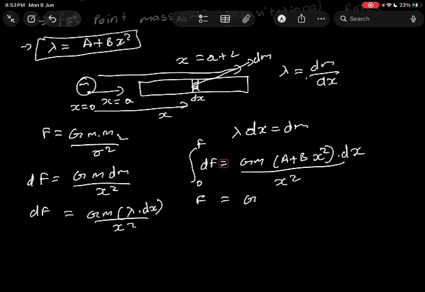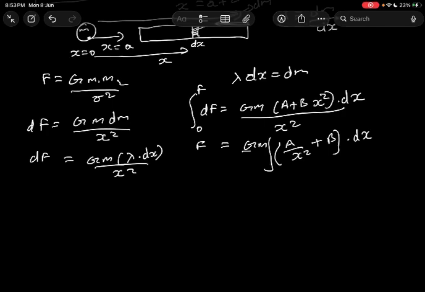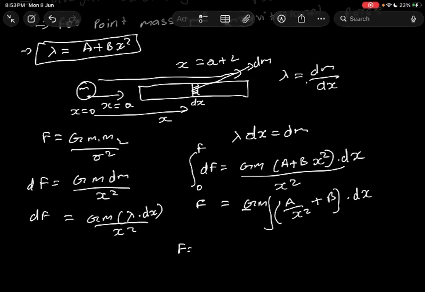Now then GM, I will just take this outside for a bit because we do not need it. So it is a by x squared plus b into dx. Now we are going to integrate this. This is a constant GM, so I just took it outside. Now if we integrate it, what are we going to get? Where to where we integrate it? From x equal to a to a plus l.